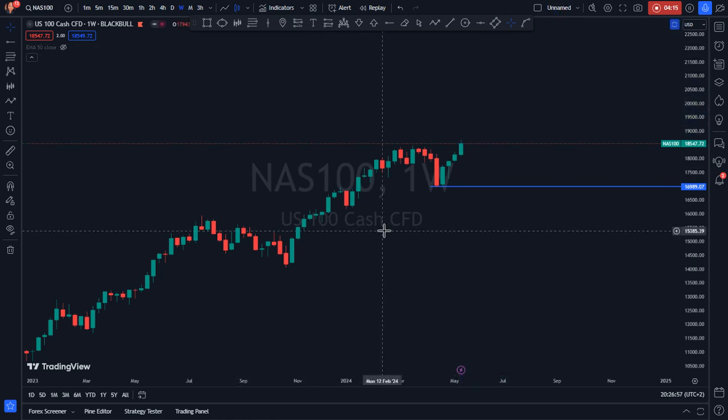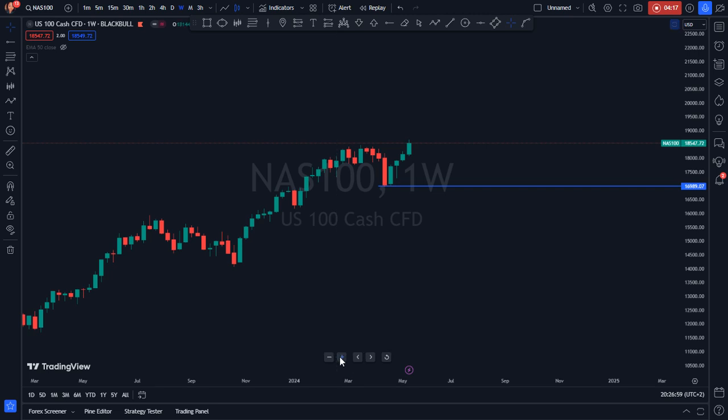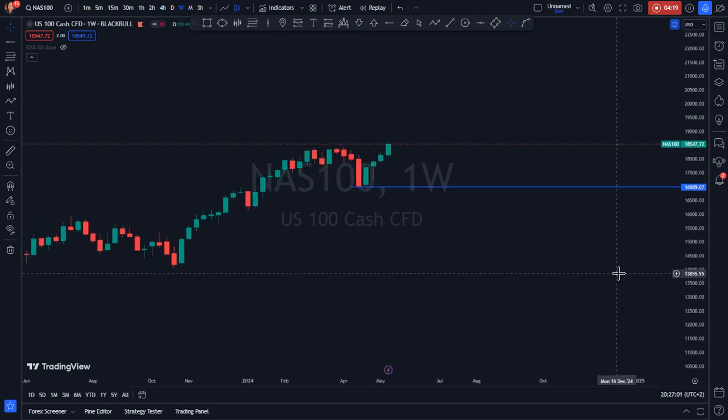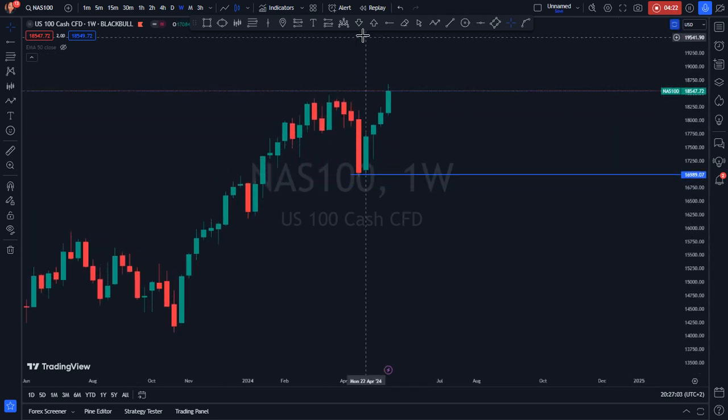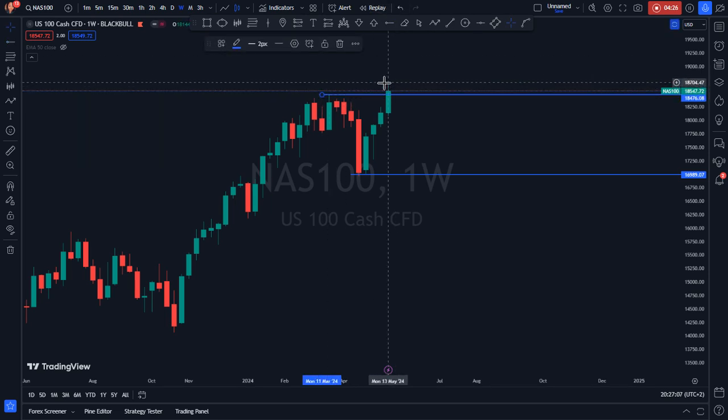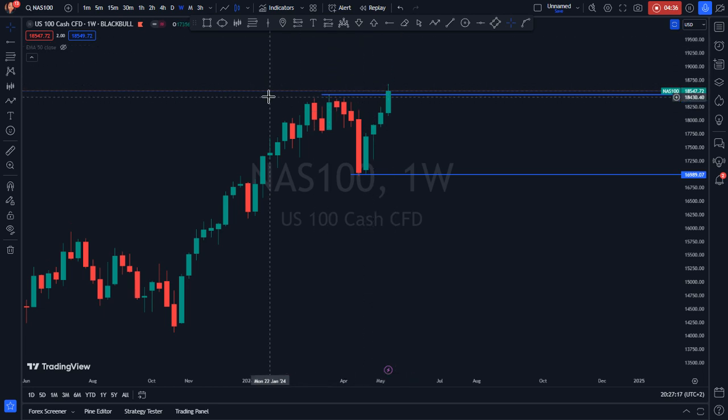So what are we going to do right now? We are going to have this as a last high broken. So what does this mean? It means that the market is going to be pushing up because we have broken above the previous high, which means the market is going to create the new high.